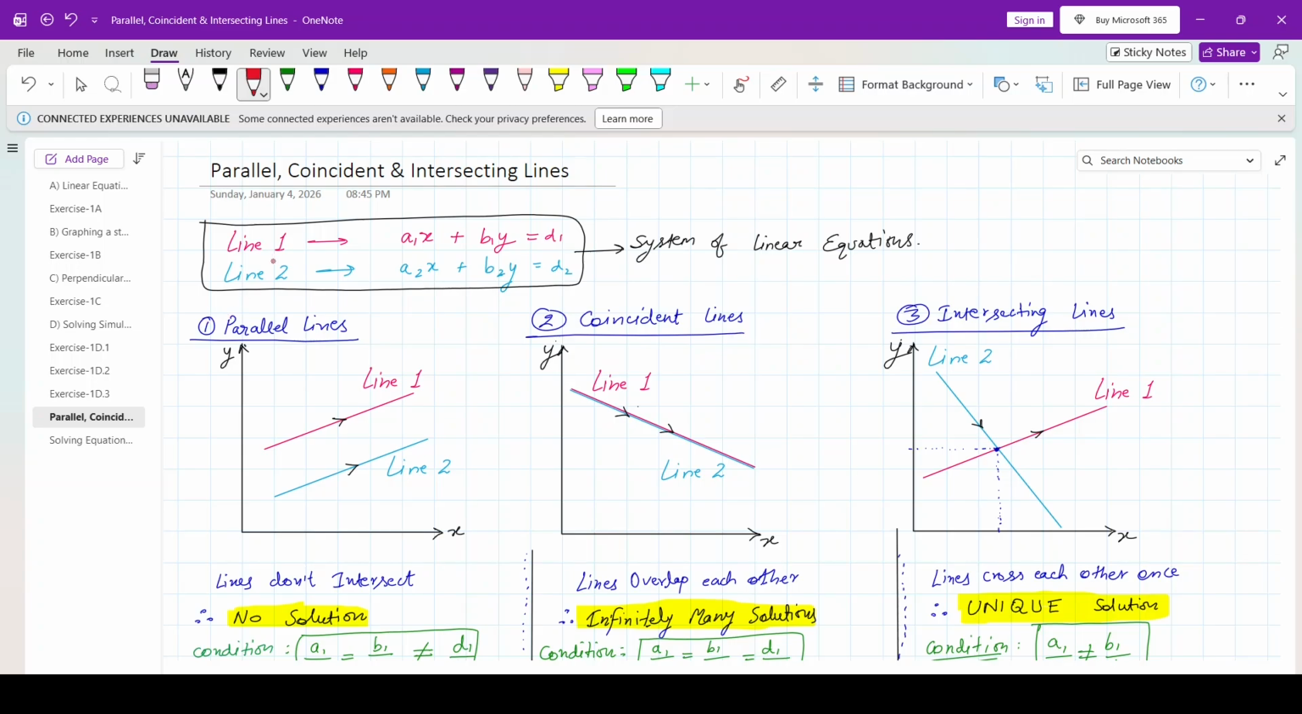So when we say two lines, let's suppose line 1 is of the form a1x plus b1y is equal to d1, and line 2 is of the form a2x plus b2y is equal to d2. Now I have plotted two lines in each chart. For the very first one, the lines are parallel. Line 1 is parallel to line 2. They do not intersect. Even if we extend these lines, they will never intersect.